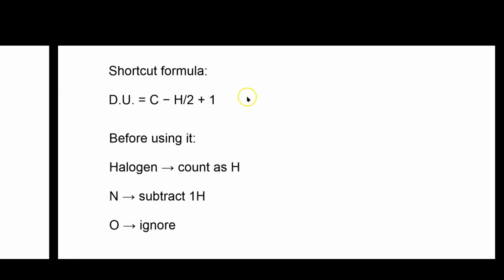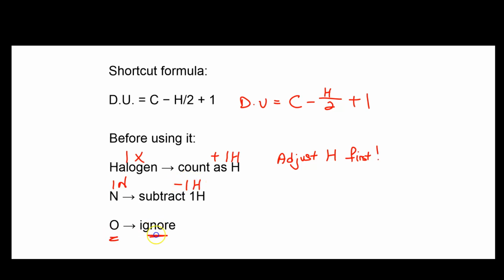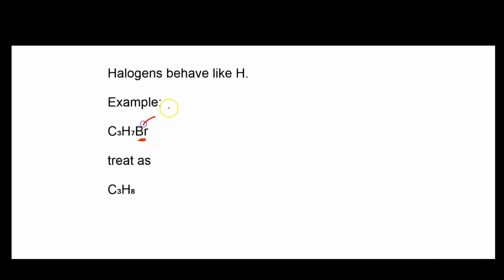The shortcut formula is DU equals C minus H over 2 plus 1. Before using it, adjust the number of hydrogens first. Count each halogen as 1 hydrogen. For each nitrogen, subtract 1 hydrogen. Oxygen, ignore. Halogens such as chlorine and bromine behave like hydrogen in this formula because they form one bond just like hydrogen.